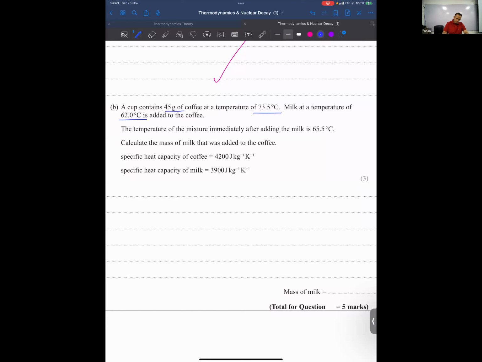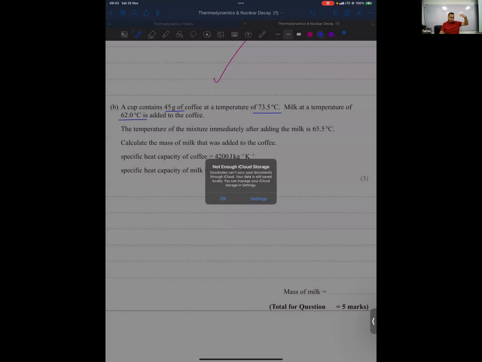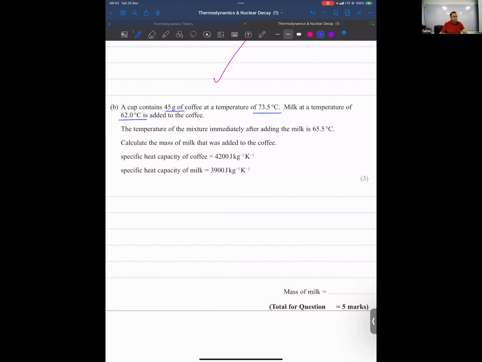Now coffee is at a temperature of 73.5, milk is at a temperature of 62. When you mix it, coffee is going to release energy, milk is going to absorb energy. So energy released by coffee is equal to energy absorbed by milk.